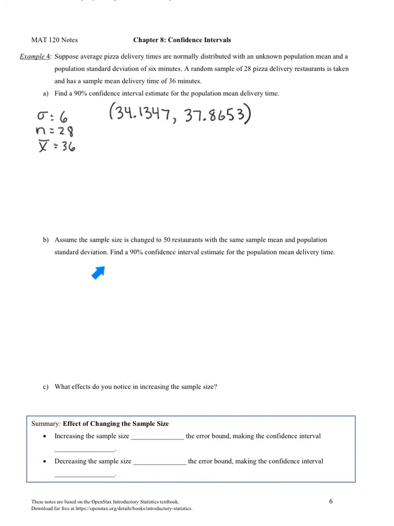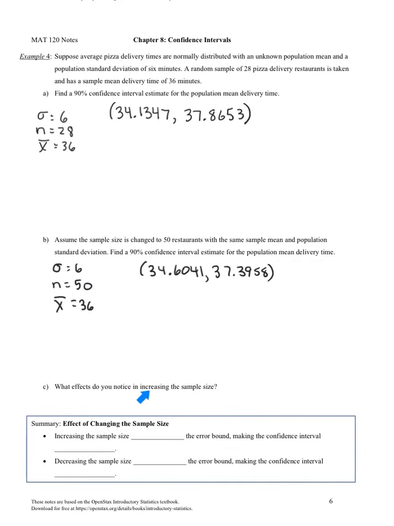In letter B, let's assume that the sample size is changed to 50 restaurants with the same sample mean and population standard deviation. This time, find a 90% confidence interval estimate for the population mean delivery time. So take a moment and pause the video, enter this on your calculator, and see what you get for the answer. And there we go. How did you do? Did you get this for your answer?